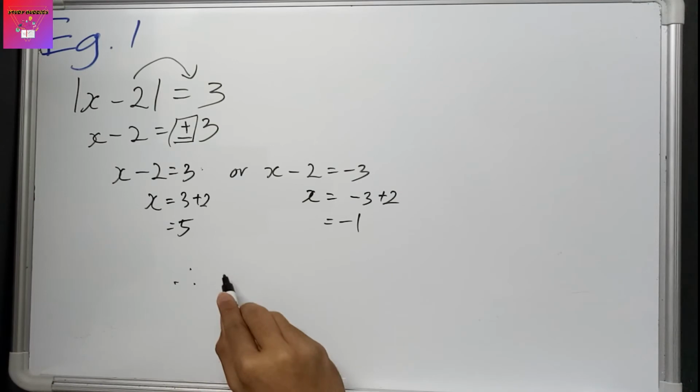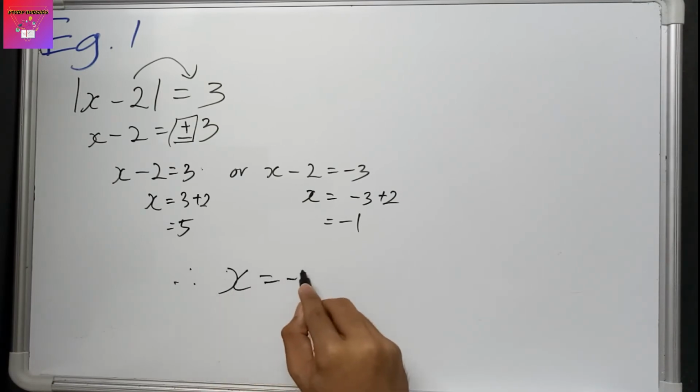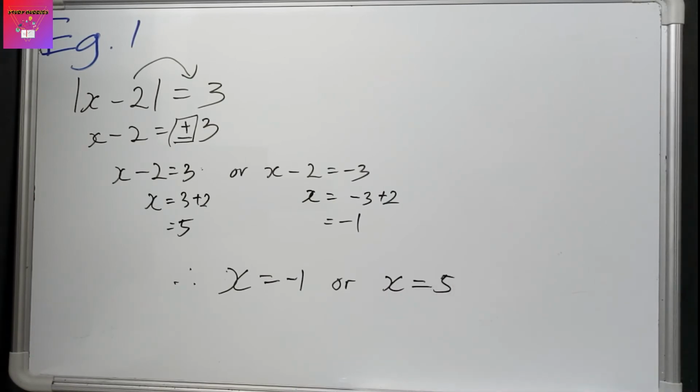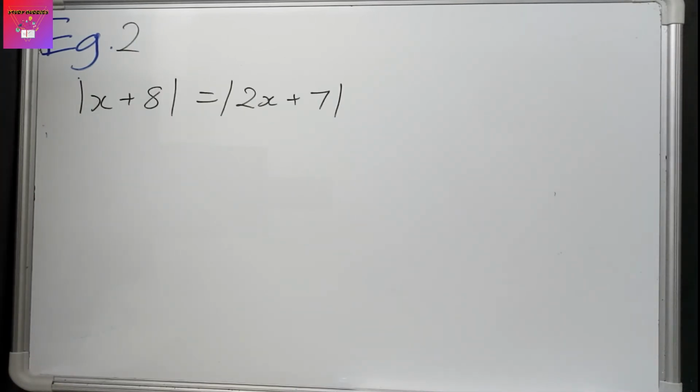Therefore, the answer for this question is going to be x equals negative 1 or x equals 5. So now let's look at our second example. Modulus of x plus 8 is equal to modulus of 2x plus 7.